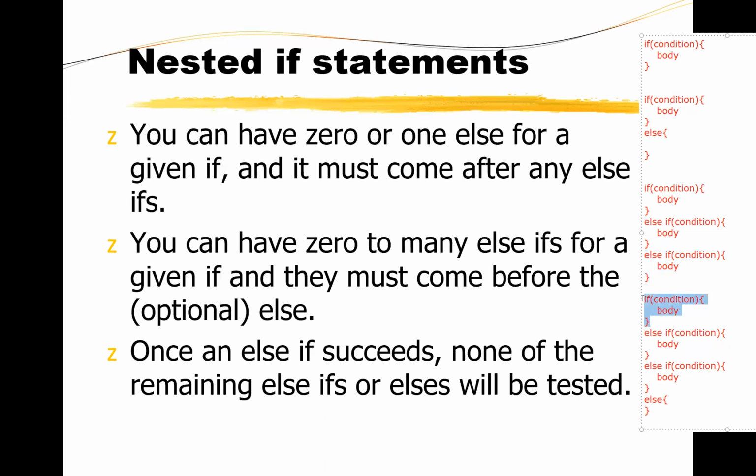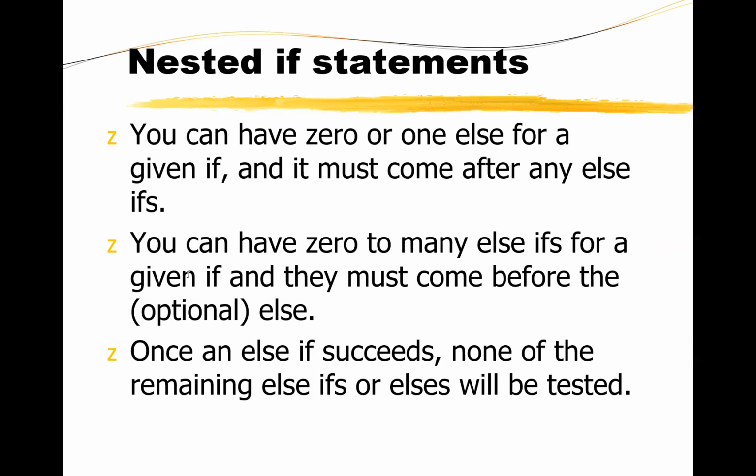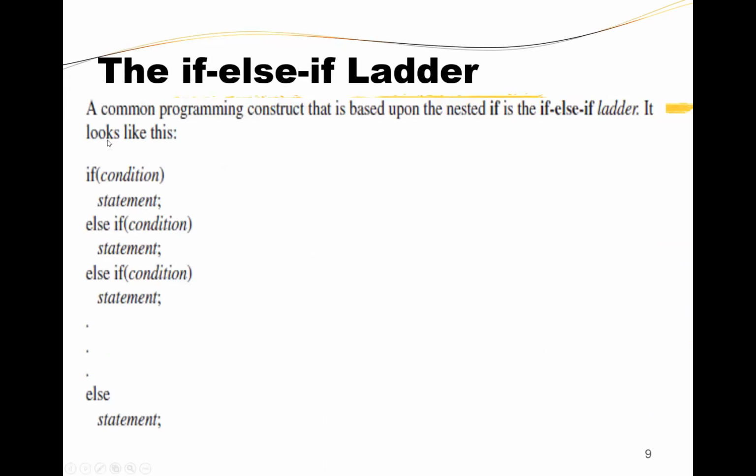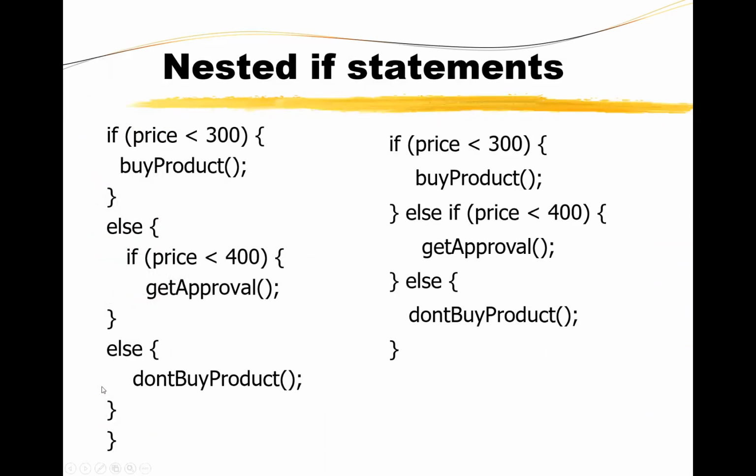If this if condition is false, then it goes to the next one. Even if this is false, it goes to the next one. Even if this is false, it goes to the else. Right. Now, this is how the nested if works. Right now, this is how you can use the if else if ladder. If, else if. Optionally, if you want, you can have else.